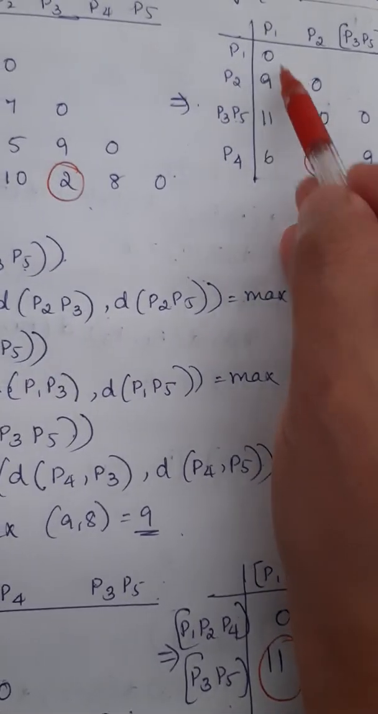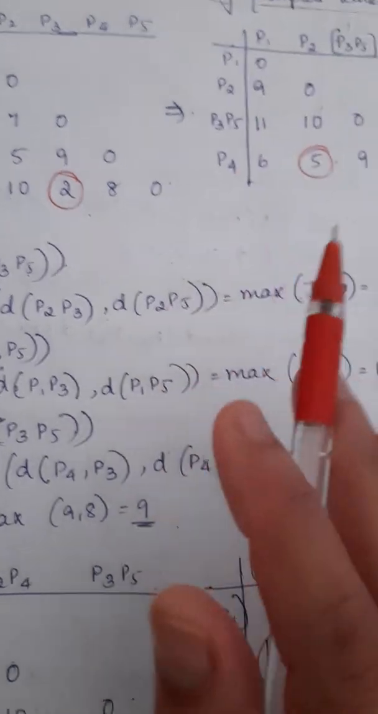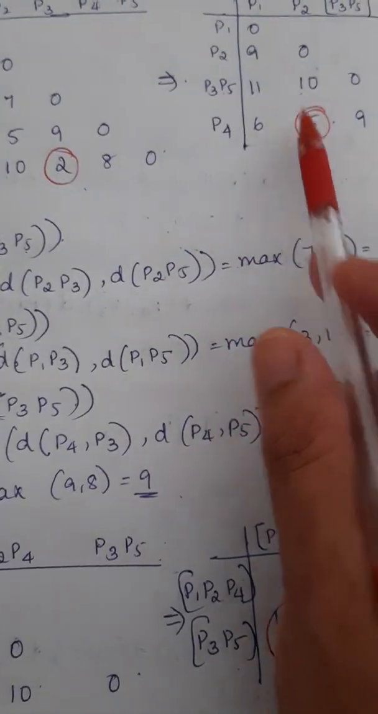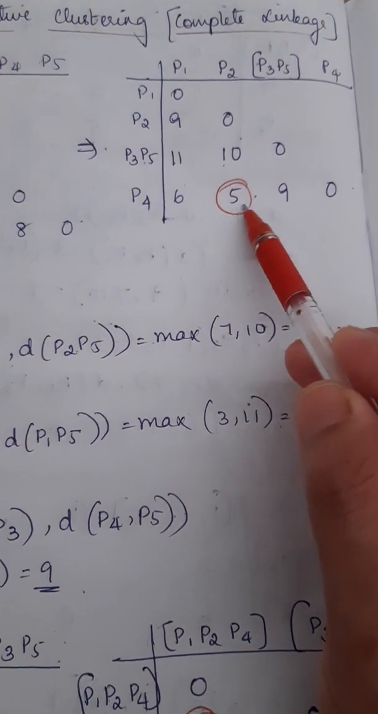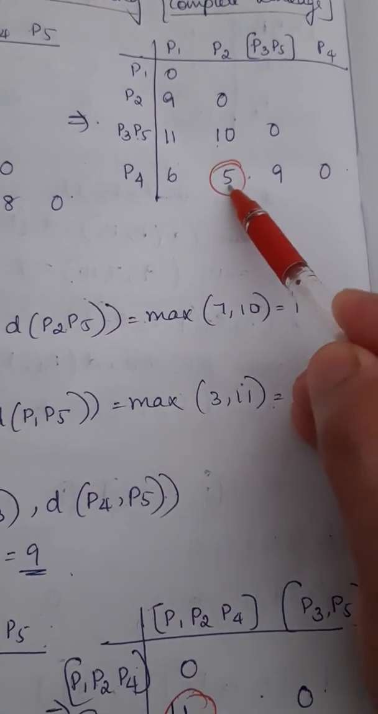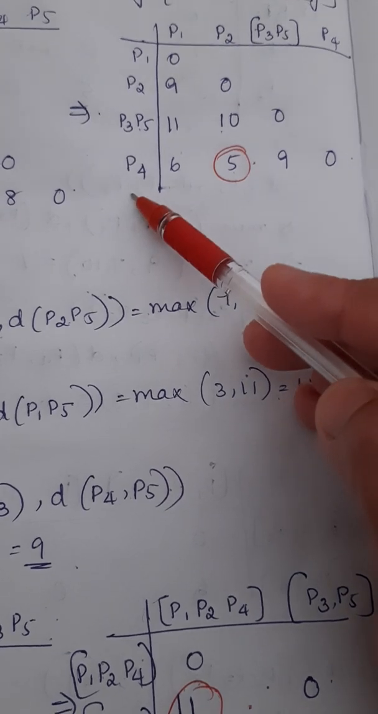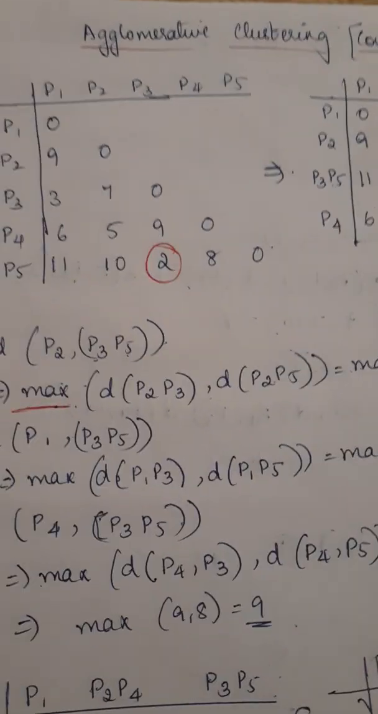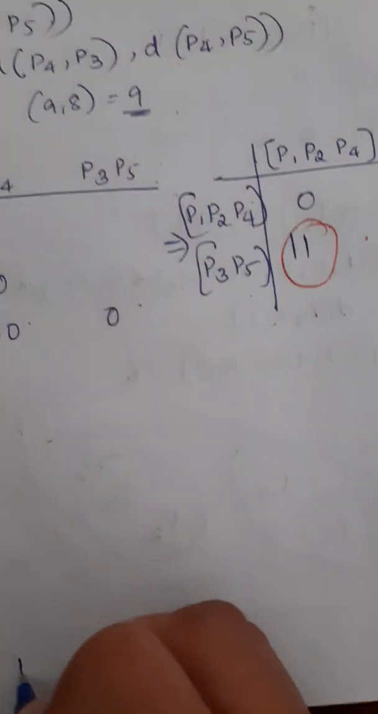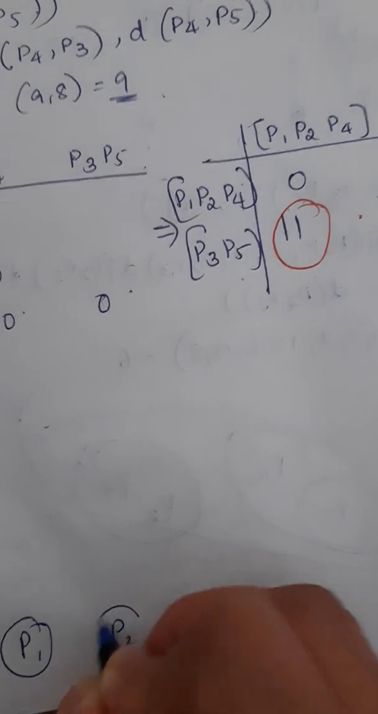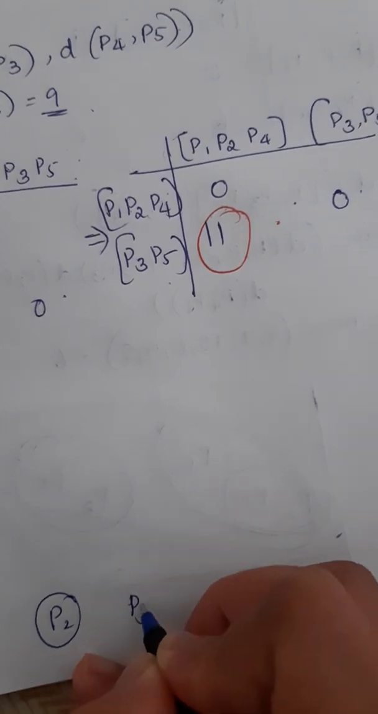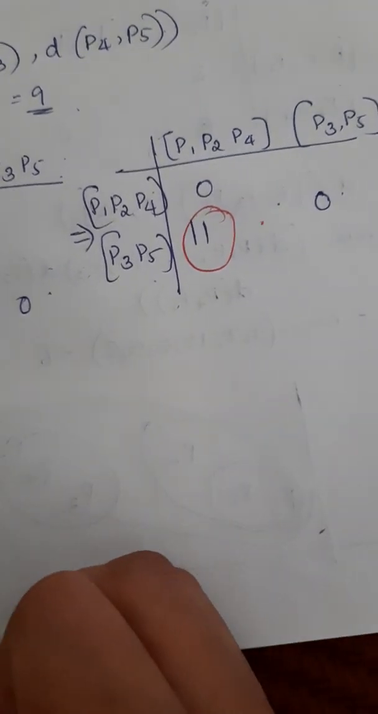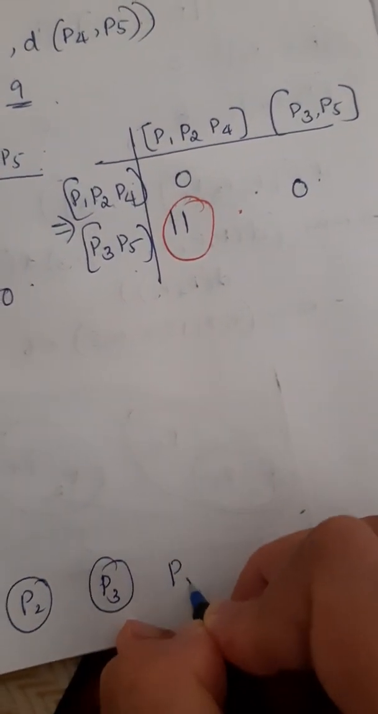The same process you are going to repeat, the same procedure as we did for single linkage, and we get this table. Now from this table, again I find that 5 is the least value. Now 5 corresponds to P2 and P4. So if I have to draw my tree structure, I have P4, P2, P3, P5 and P1. These are my 5 points.